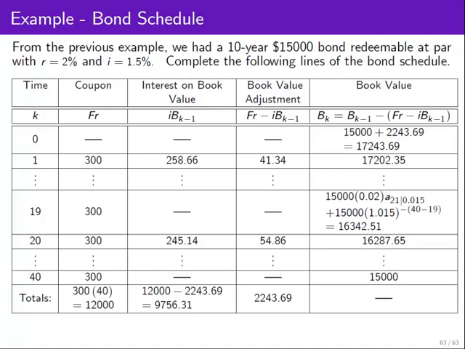If you subtract this from the total amount of coupons paid, what you'll get is the interest on the book value of $9,756.31. And this is the amount that the investor would have to pay tax on. Instead, what they could do, though, is spread this so-called loss out over each of the coupon payments so that they could pay less tax on the coupons that they've received.